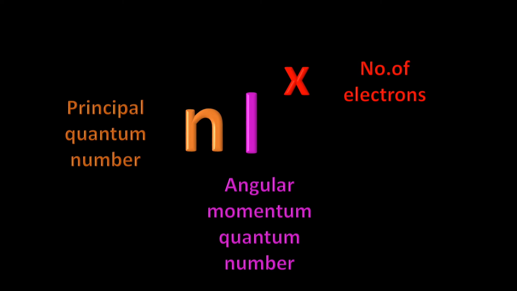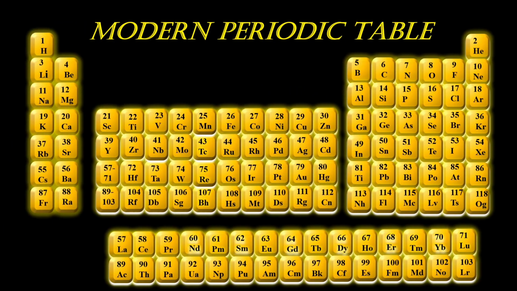And how are we going to write this? Look at this modern periodic table. Just now I am going to take the first group elements, that is hydrogen, lithium, sodium, potassium, rubidium, cesium and francium. Look at this. I am going to write the nlx method for this. Hydrogen: 1s1. Here 1 denotes the principal quantum number, s denotes the azimuthal quantum number, and 1 denotes the number of electrons in that particular shell, 1s1.